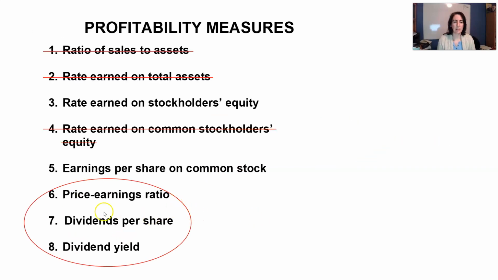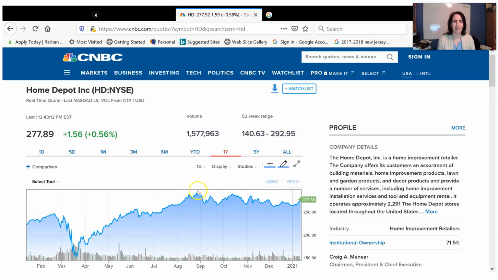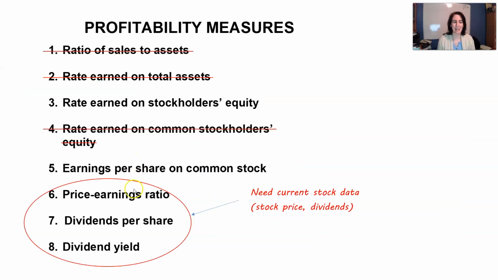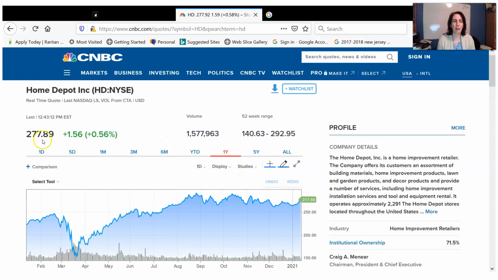All right, so let's take a look at these guys. PE ratio, dividends per share, and dividend yield. We need the current stock data in order to make this worth anything. This isn't going to age well, because obviously I'm recording it this year. Price earnings ratio, but the calculations don't change, so it doesn't matter what year I'm using. Price per earnings.